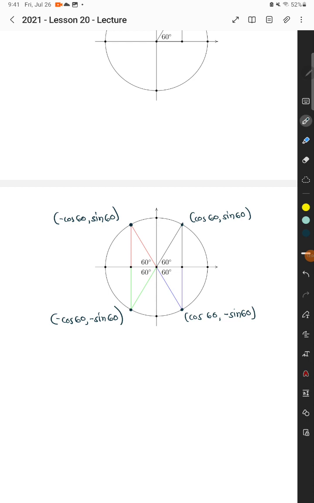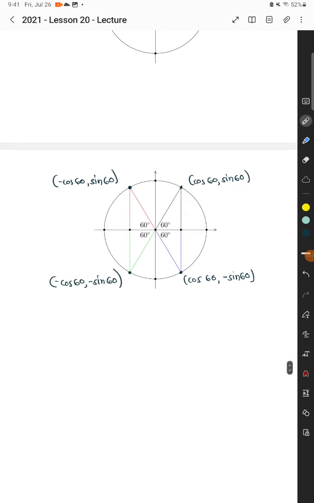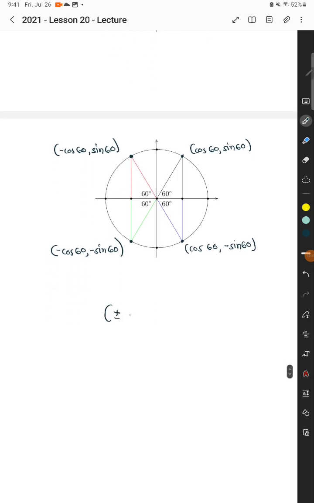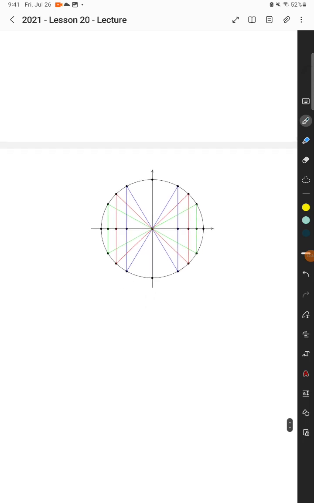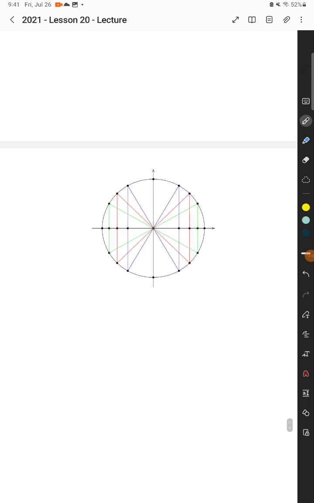So in all we found 12 points on the unit circle whose coordinates are of the form plus or minus cosine of some angle alpha, plus or minus sine of some angle alpha. Now, combining all the work that we have been doing for all the 3 right angle triangles we found in the first quadrant, we are able to get this particular diagram over here.